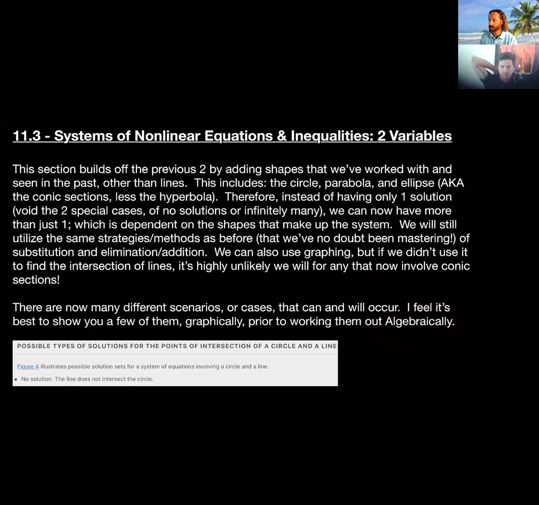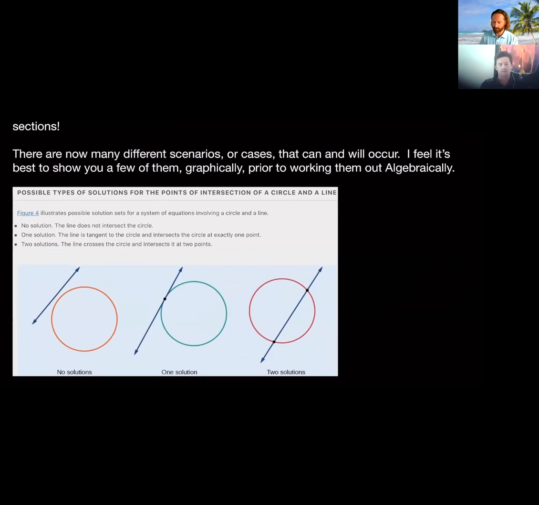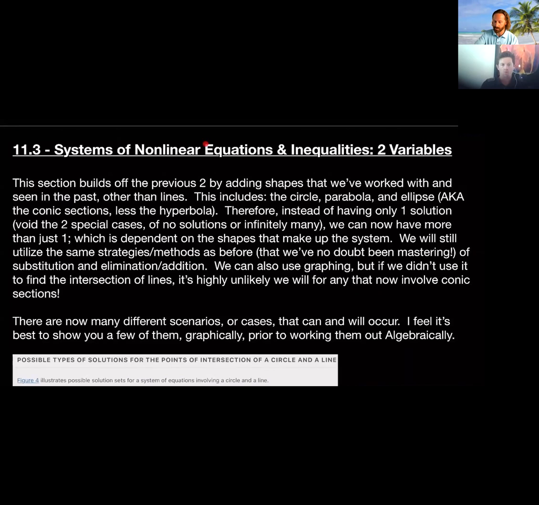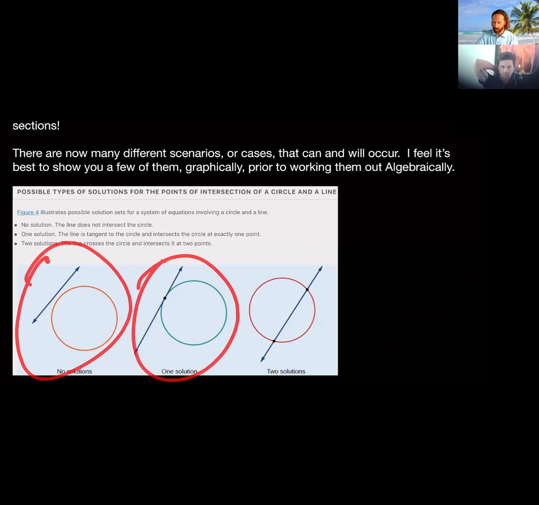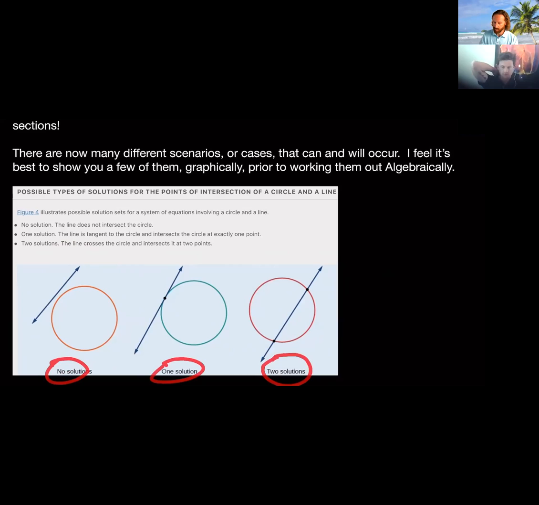use. Okay, so let's say we had a circle and a line. And again, we're just going to start with equations first, and then we'll talk about the inequalities. I just gave you a brief little preview. How many solutions in this scenario? In this scenario, in this scenario? Obviously, you can see the answers down here, but again, hopefully you know why.